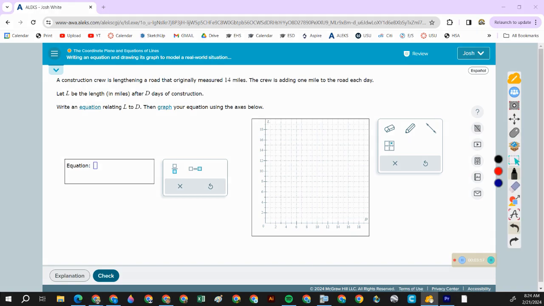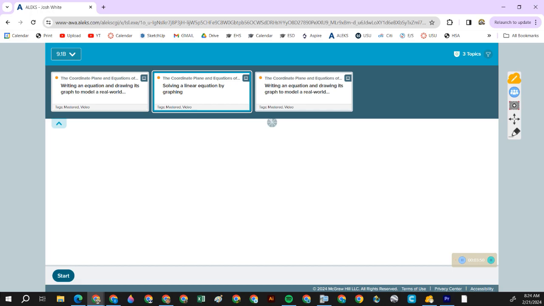A construction crew is lengthening a road that originally measured 14 miles. The crew is adding 1 mile to the road each day. So the length of the road is equal to 1 mile per day plus the original 14 miles. So y-intercept is 14 and slope is 1. All right, next problem.